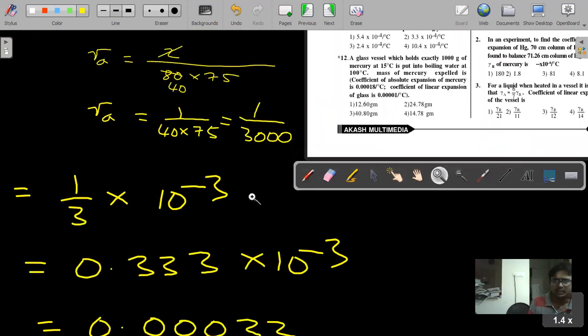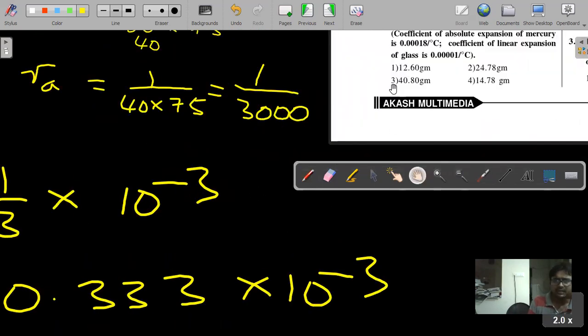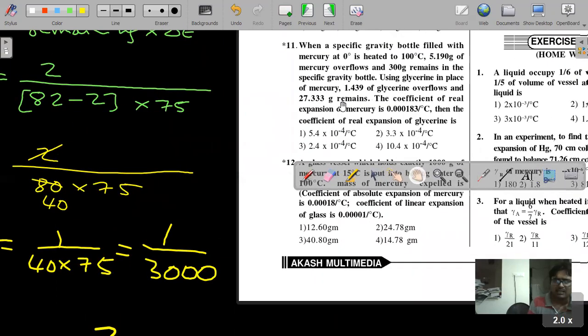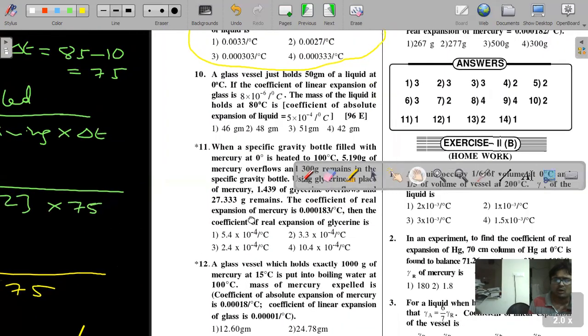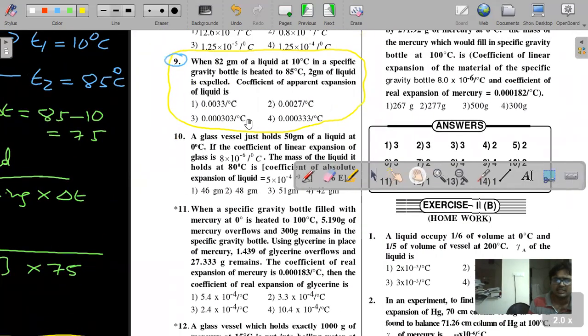So this is my answer, what I have noticed. Let me check what they have given. Is that answer and our answer matching or not? Whether we got any wrong answer, let us check it out. So 0.3, you can write 3 threes or simply 2 threes, doesn't matter. So the answer is the fourth option, right?